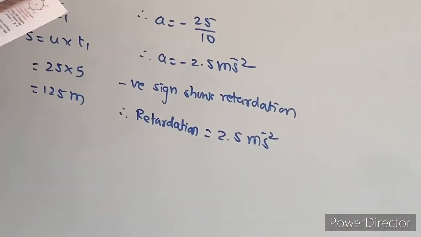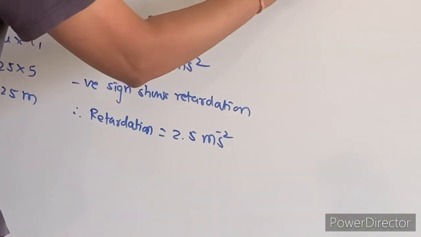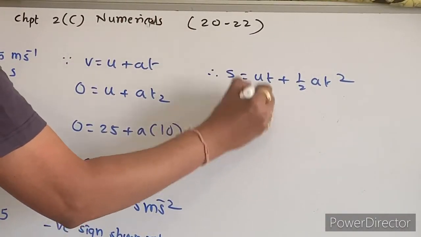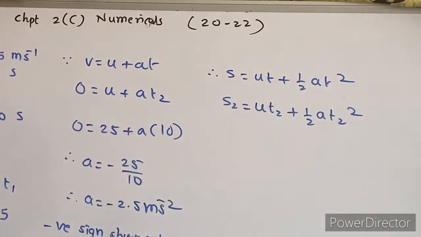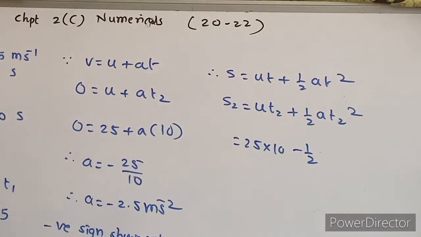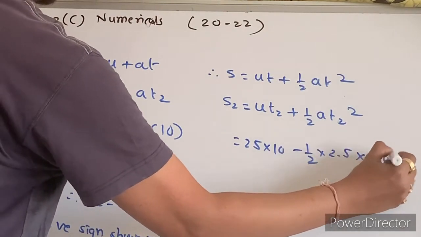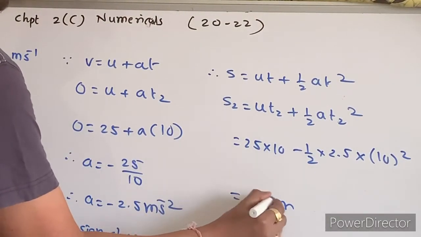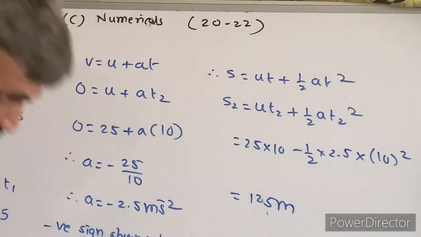Now the next part: find the distance traveled by the car after applying the brake. So we can write S equal to ut plus half at square. This is the distance covered after applying the brake, S2. This is u into T2 plus half a into T2 square. So this comes out to be 25 into 10 minus half, because a is negative, into 2.5 into 10 the whole square. If you solve this, it comes out to be again 125 meter, right? So this is about the 13th. Now two more numericals.